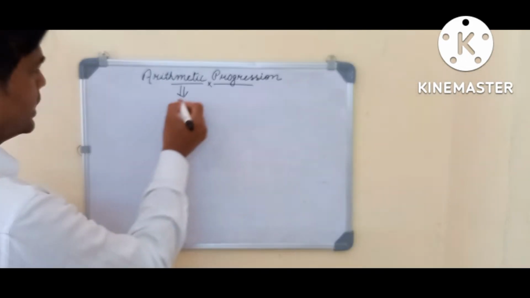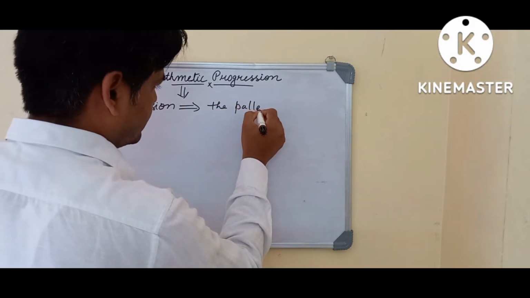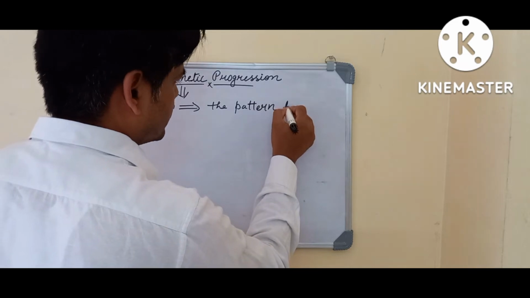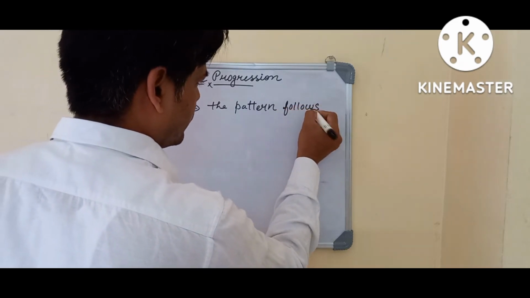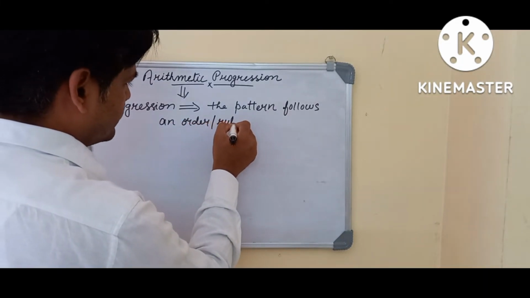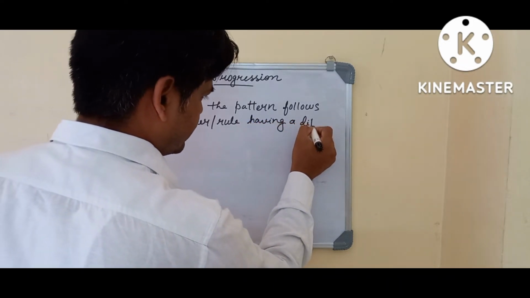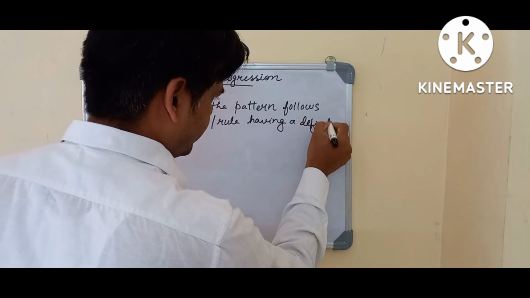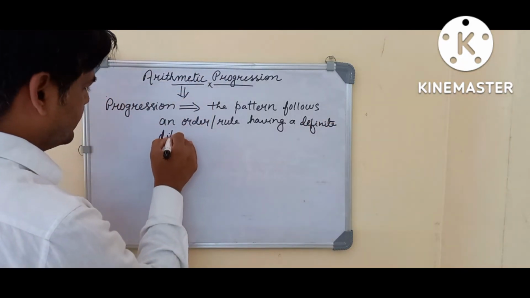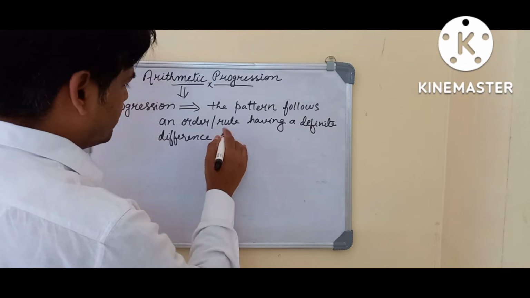Arithmetic progression is nothing but a progression where the pattern follows an order or a rule of having a definite difference among the numbers.